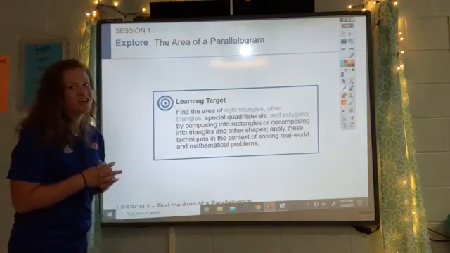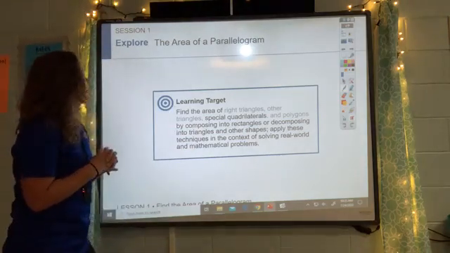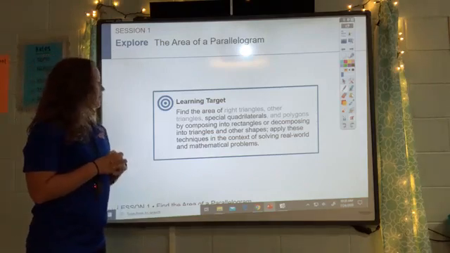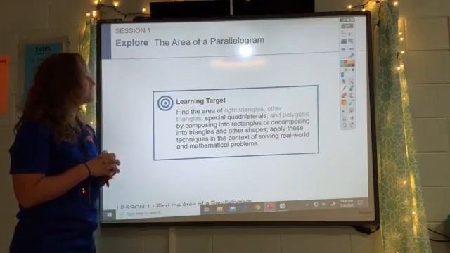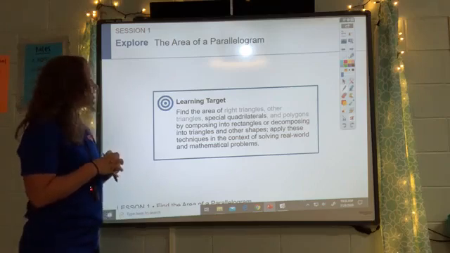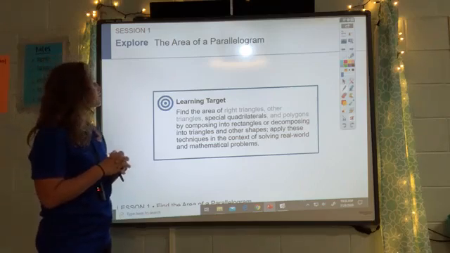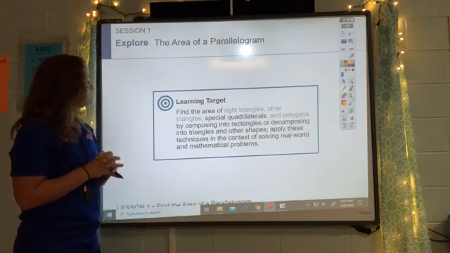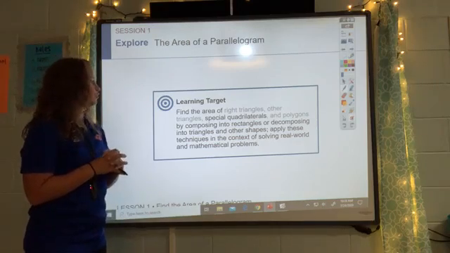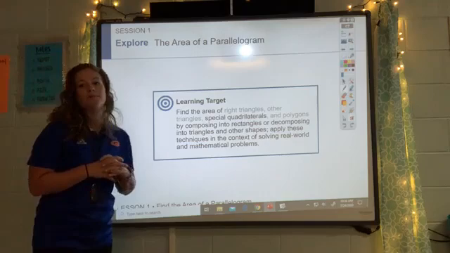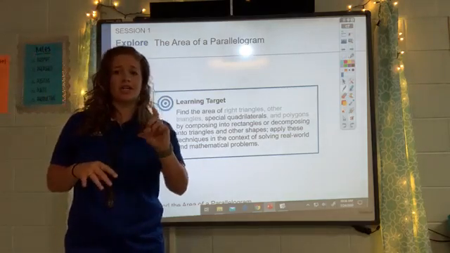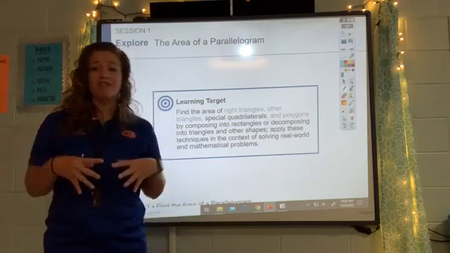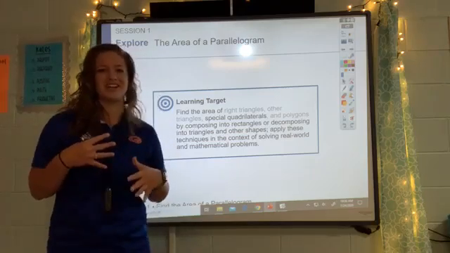Our learning target for today: finding the area of right triangles, other triangles, and special quadrilaterals and polygons by composing into rectangles or decomposing into triangles and other shapes. Apply these techniques in the context of solving real-world and mathematical problems. Now, this is a lot in one learning target, so we're not going to cover all of it in today's video, but we're going to get started.